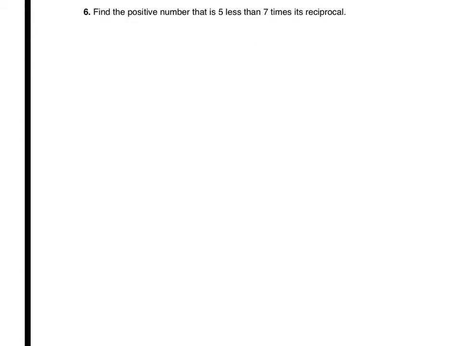Okay, you're supposed to find a positive number that is 5 less than 7 times its reciprocal. Now, the reciprocal of any number is the number which is flipped. Okay? So let's assume that number to be x. If I translate this, I know that the number is equal to 5 less than 7 times its reciprocal. So 7 times the reciprocal of the number is 1 over x, and it's 5 less, so minus 5. So x is equal to 7 times 1 over x minus 5.